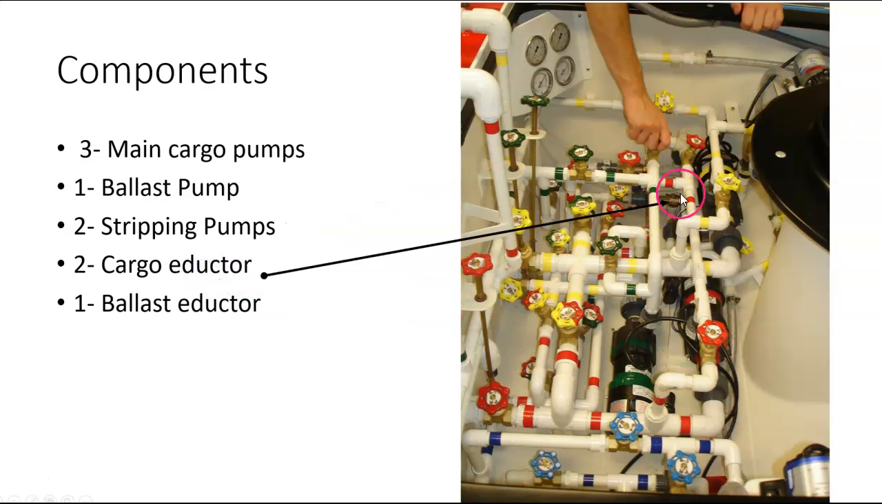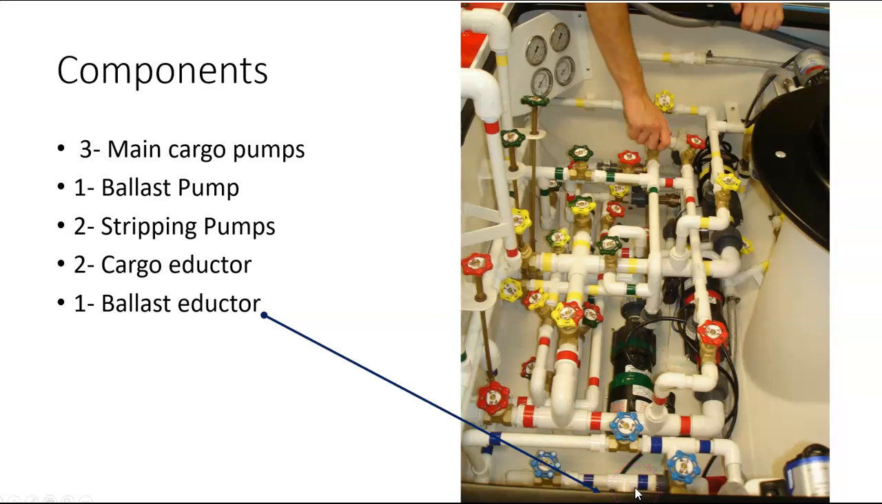You also have cargo eductors. You have two cargo eductors. Now, if you look down, this is the starboard side of the pump room here. If you look down from the port side, you can see these brass fittings. There's one here. There's another one behind this valve here, a brass fitting. Those are eductors. You also have one on the ballast side. If we go over to the starboard side and look over here to the port side, you'll be able to see another eductor down here.